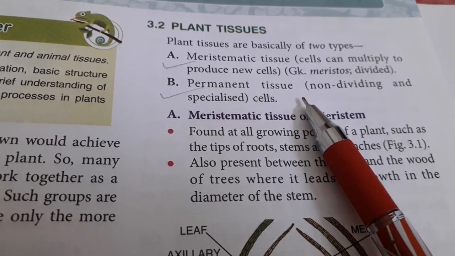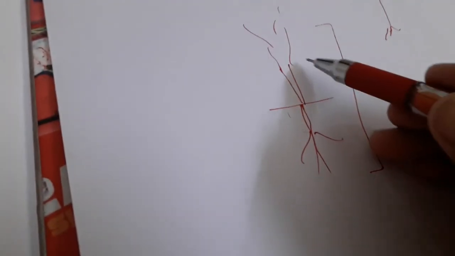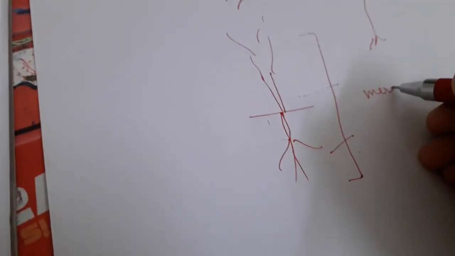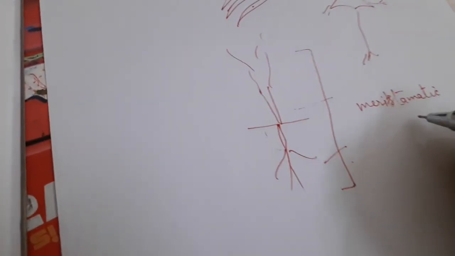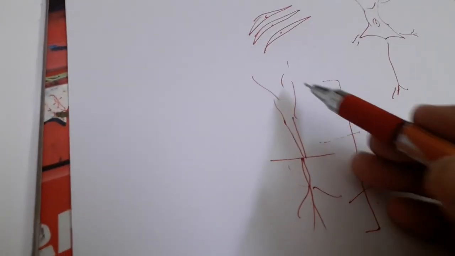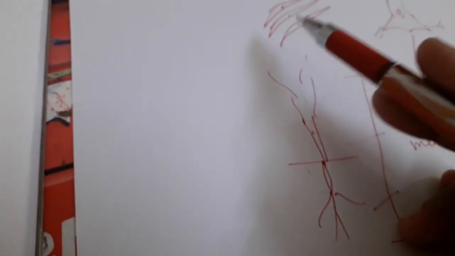and have acquired a specific function. So when a plant is a small sapling, suppose this small sapling has a root and a stem which is growing, at this time every part of this plant is made up of meristematic tissue. Why? Because all the cells are dividing and forming new cells. So that is how the new branches are coming out, the leaves are coming out, the root is growing and the stem is growing upwards.